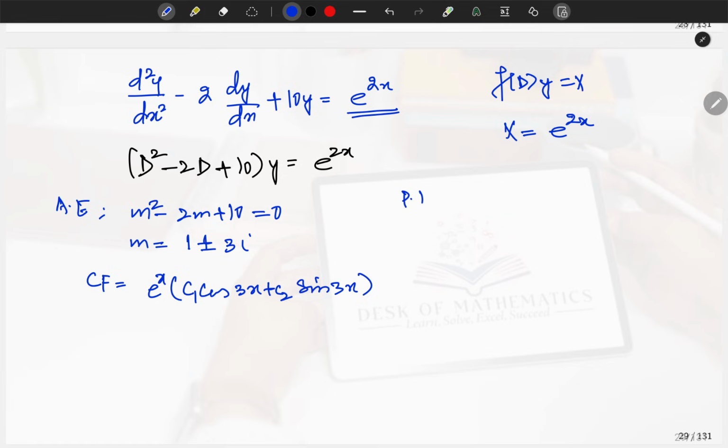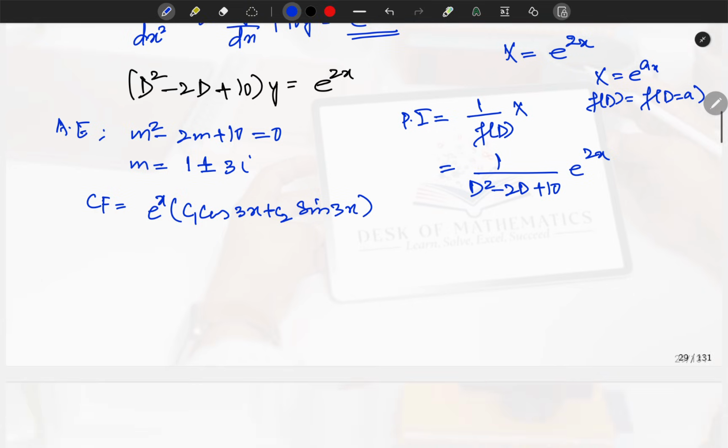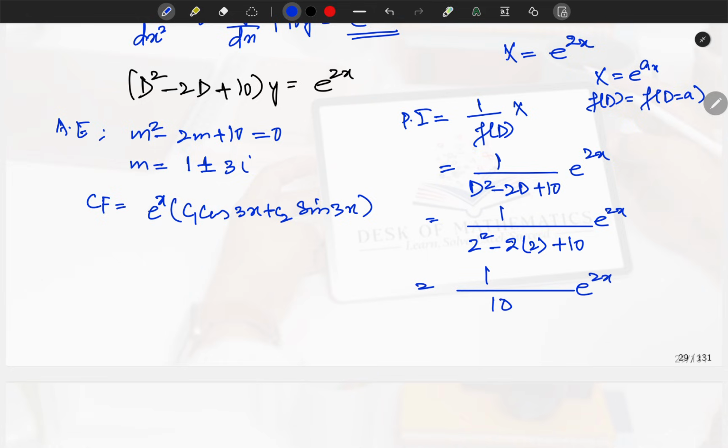And what is a particular integral now? As you know, the particular integral is 1 by f of D of your RHS. So that is 1 by f of D, that is D square minus 2D plus 10, e raised to the power 2x. So this is the case when you have X equal to e raised to the power ax, then your f of D becomes f of a. So now replace every D with the a, so it will be 2 square minus 2 into 2 plus 10, e raised to the power 2x. So that is 4 minus 4, that is 0, so that is 1 by 10 e raised to the power 2x. So this is your particular integral.